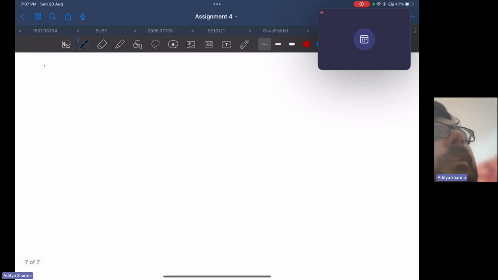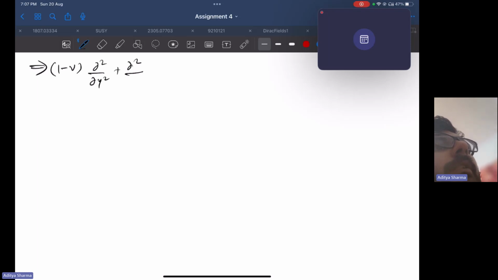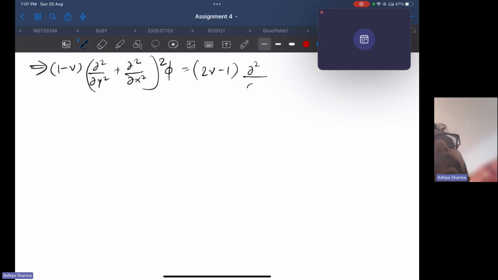So we'll get the final equation: 1 minus nu, del square del x square, del square del x square, phi is equal to 2 nu minus 1, del square del x square, del square del x square, b. Done. This is it.